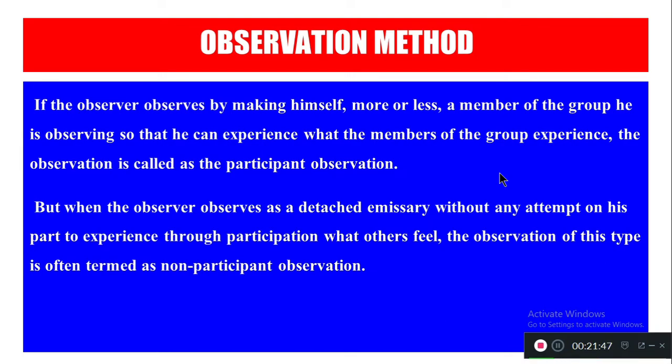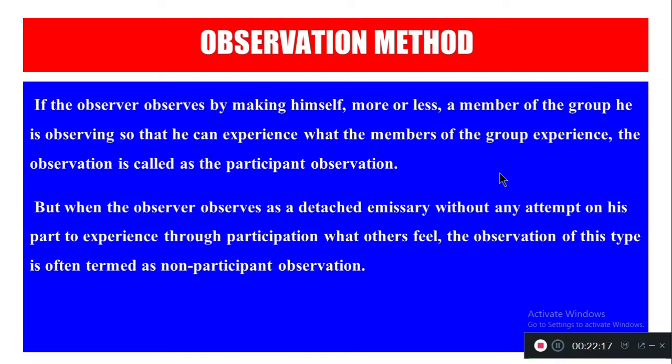So I am the researcher. I come to your mess daily and I am eating the same food that you are eating. So here I am also a participant. I am taking part in your activities. And by this I learn how you feel emotionally, how you have the opinion about the food. So that I also learn. So this method is called the participatory observation method.